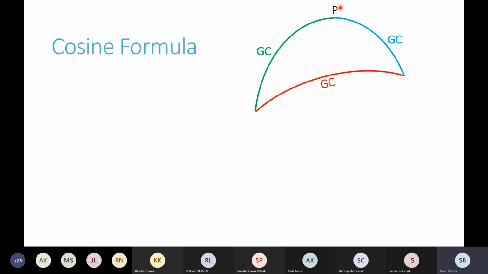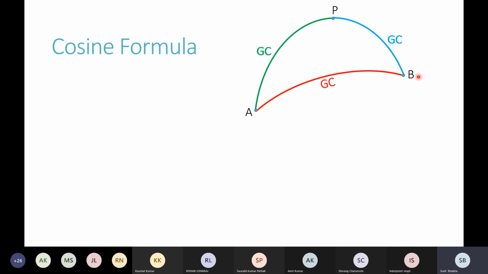Let's mark one of the vertices as P. Let's mark the second vertex as A and the third one as B. So Papa Alpha Bravo, PAB triangle, is a spherical triangle. That means it is made on the surface of a sphere, and all three sides of this triangle are arcs of great circles.